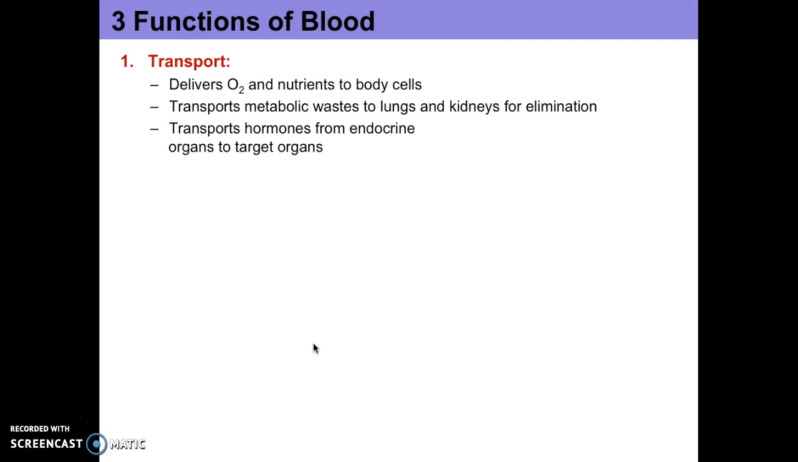Blood has three main functions. The first function is transport. Blood delivers oxygen and nutrients to body cells and transports metabolic wastes to lungs and kidneys for elimination. It also transports hormones from the endocrine organs to the target organs.